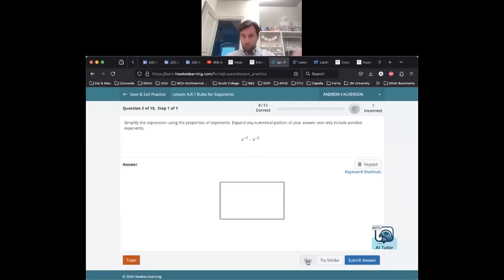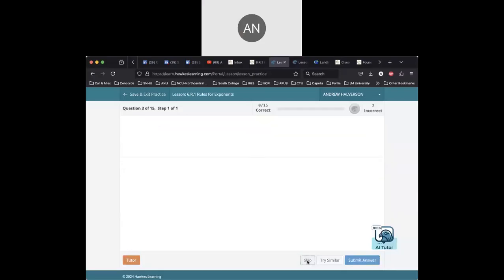Adding the exponents. Right, the product rule: you're multiplying the same base, so you add the exponents. Perfect.